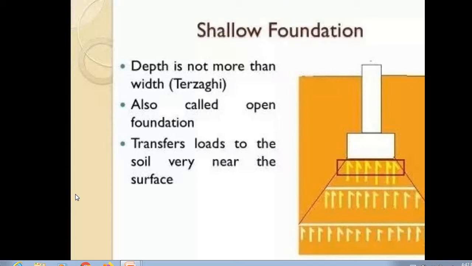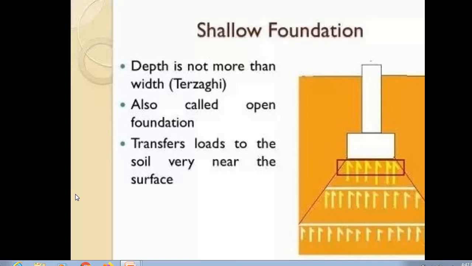According to Terzaghi, who is the father of soil mechanics, a shallow foundation is one whose width is greater than its depth. Shallow foundations are located just below the lowest part of the wall or column which they support, and footings are structural members made up of brickwork, masonry or concrete that are used to transmit the load of the wall or column.